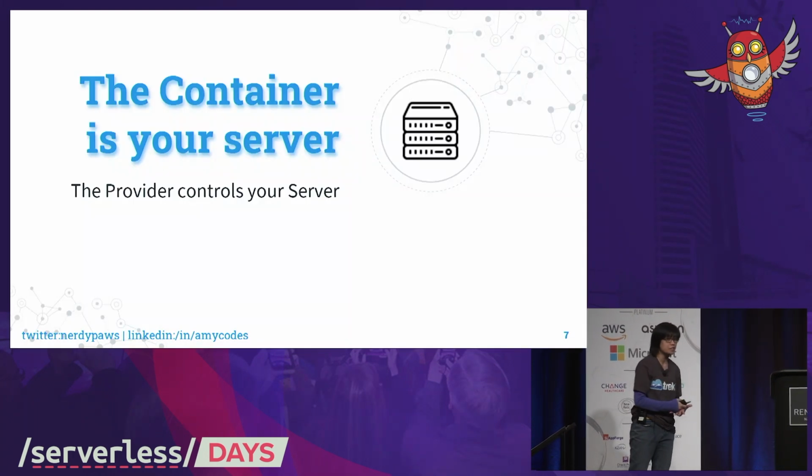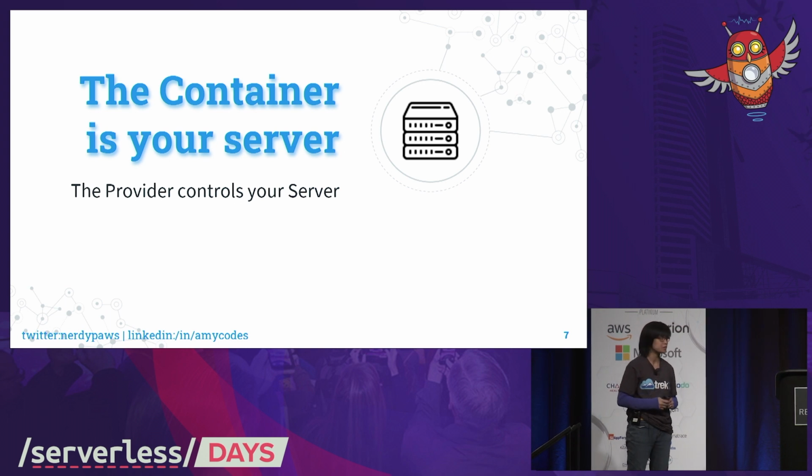So the short version of where the servers are in serverless is that the container is your server. But that also means that it's not your computer. It's that old joke where it's just running on someone else's computer. That someone else is going to be the provider. So Amazon's controlling your server, Google's controlling your server, Microsoft is controlling your server. Which means when they build a server, they're going to build it for what they think their customers need. It may not be what you need.